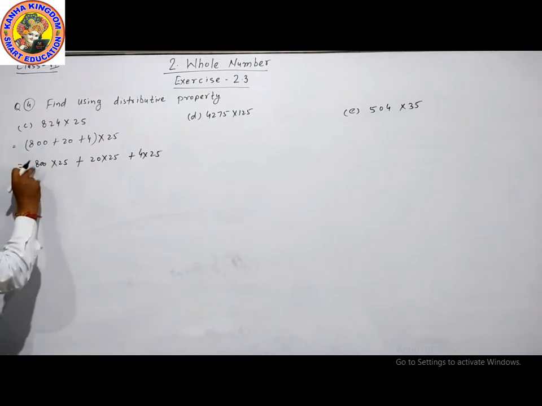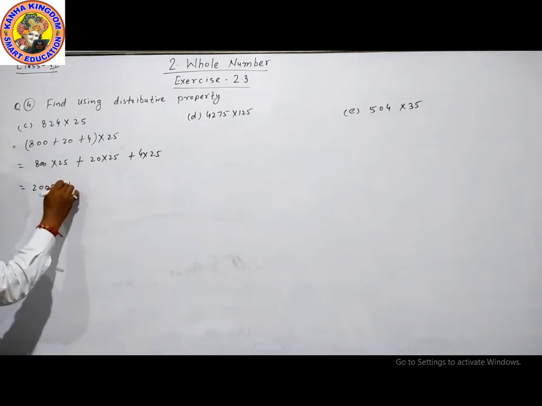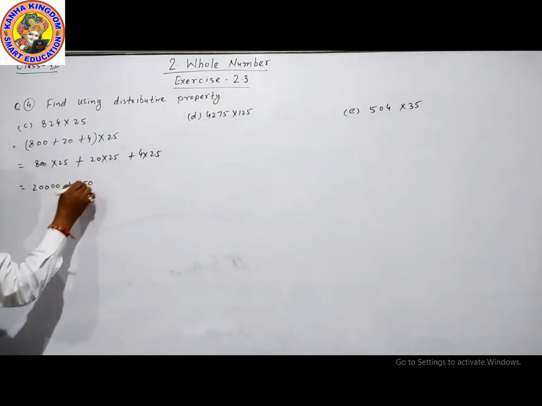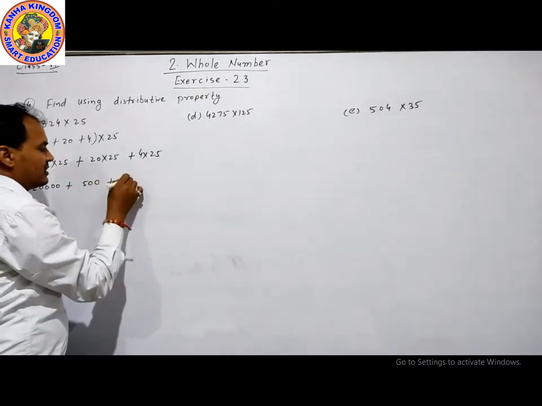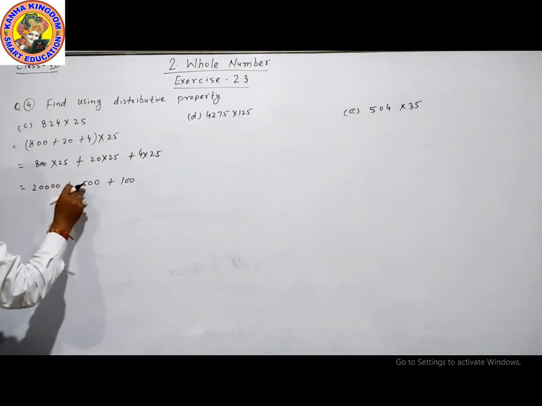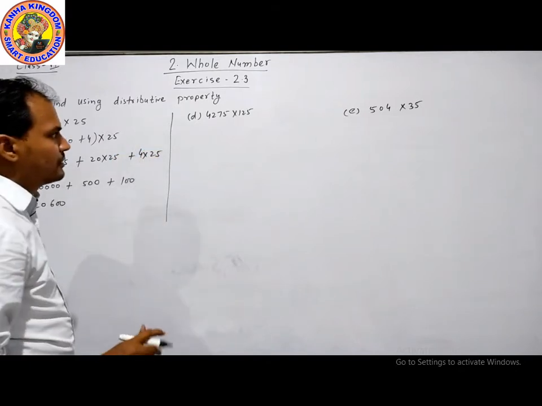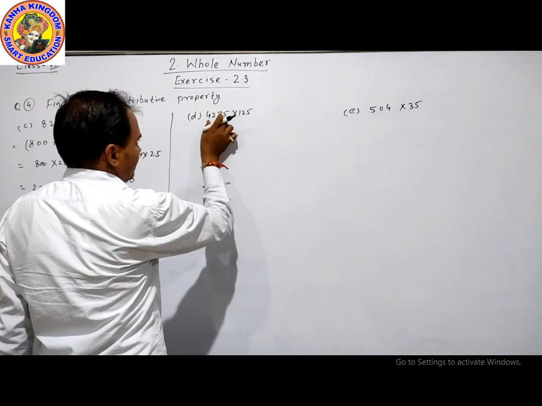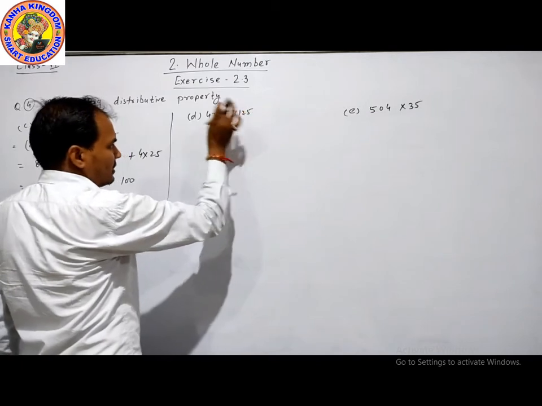8 into 25 is 200, then 00. 2 into 25 is 50, then 0. 4 into 25 is 100. 20000, 500, 100, so 20600. This is our answer. In this, we can break this number or this number. So we will break this number.